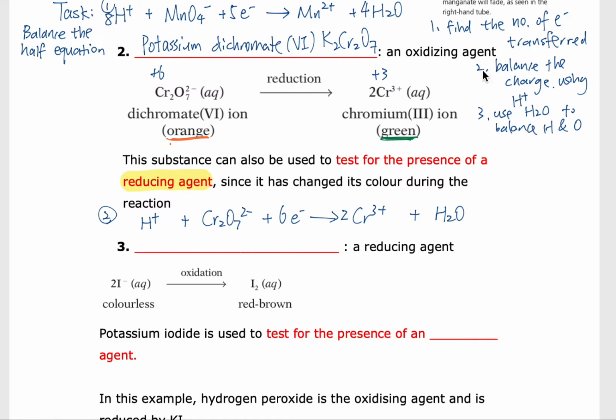I've calculated the number of electrons transferred. I need to move on to step 2, balancing the charge using hydrogen ion. On the right hand side, I have 3 positive charges. On the left hand side, in order to have 3 positive charges overall, I need to have 14 hydrogen ions to give an overall charge of 6 plus, not 3 plus, 6 plus. Lastly, I need to balance the number of oxygen and hydrogen using the coefficient in front of water molecule, and this should be 7.